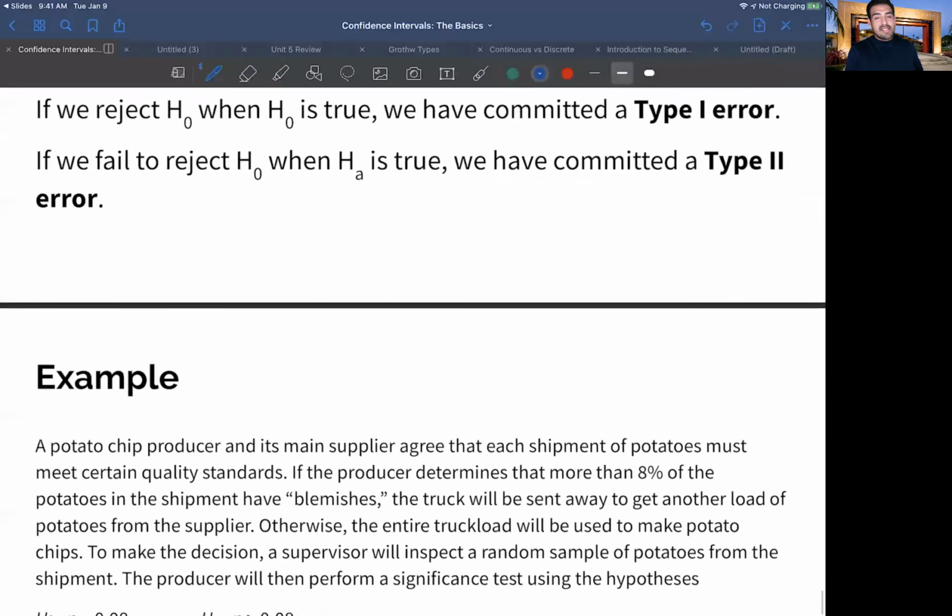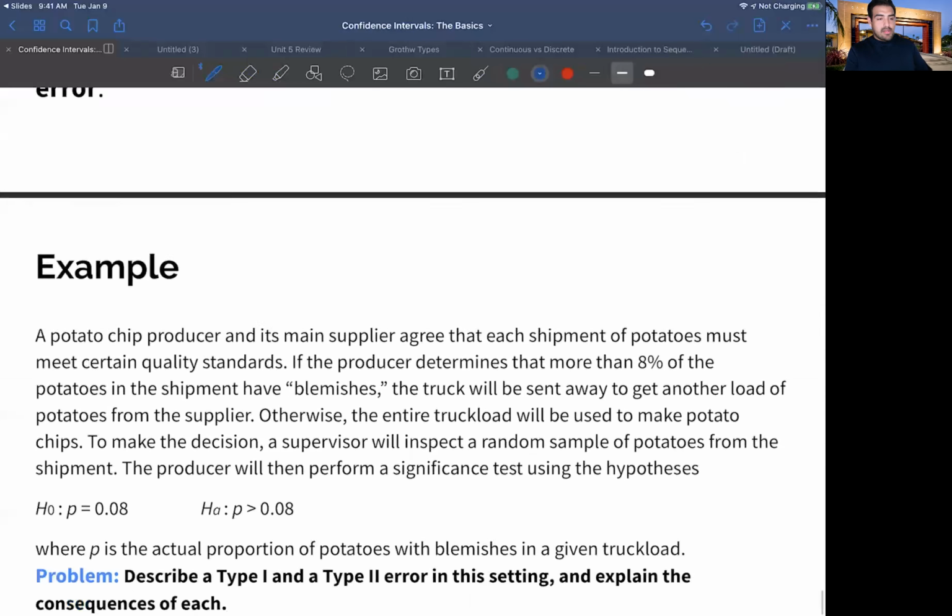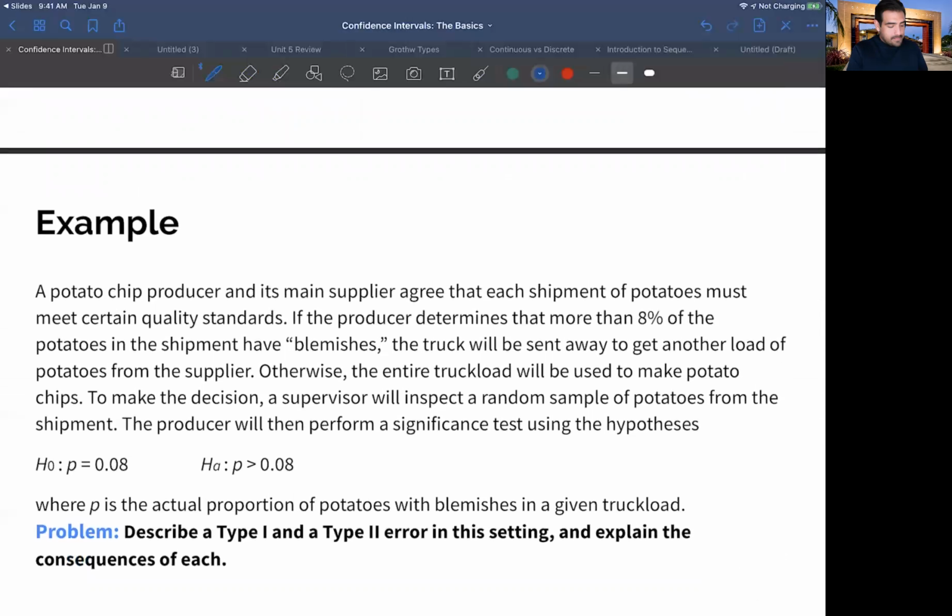So because of these errors, we get different outcomes. So here's an example. A potato chip producer and its main suppliers agree that each shipment of potatoes must meet certain quality standards. If the producer determines that there are more than 8% of the potatoes in the shipment that have blemishes, the truck will be sent away to get another load of potatoes from the supplier. Otherwise, the entire truckload will be used to make potato chips. To make the decision, a supervisor will inspect a random sample of potatoes from the shipment.